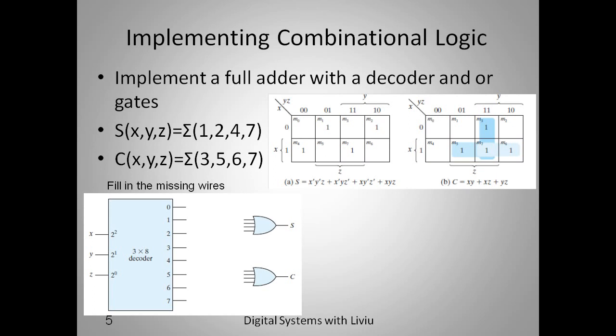So in order to generate the equation of S, we have to connect the corresponding minterms to the OR gate which generates the S. Therefore, we have to connect M1, M2, M4 and M7 into an OR gate which implements the sigma function to generate the S. In a similar manner, we can do the C equation by connecting 3, 5, 6 and 7 wires into the C OR gate.